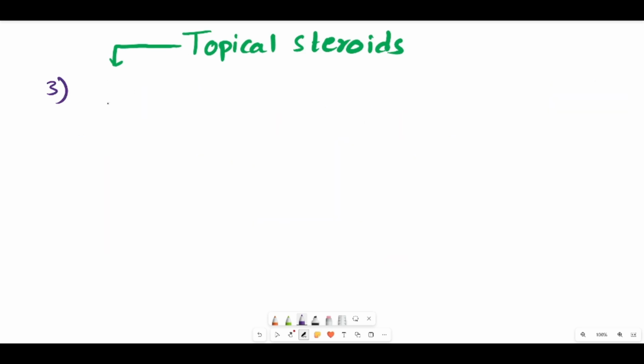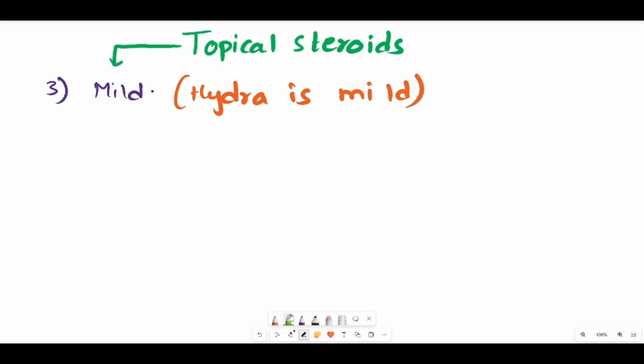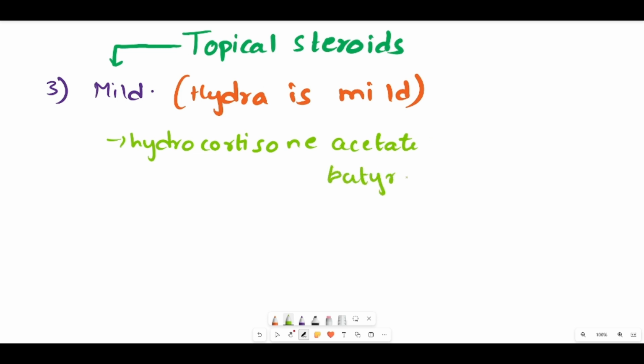Coming back to the third class, which is the mild class. Just remember that Hydra is mild. So the drugs will be hydrocortisone acetate and hydrocortisone butyrate. The only difference is in the percentages. 0.1 to 1 percentage is the acetate one, and 0.001 percentage is butyrate. So that is all about the topical steroids classification.